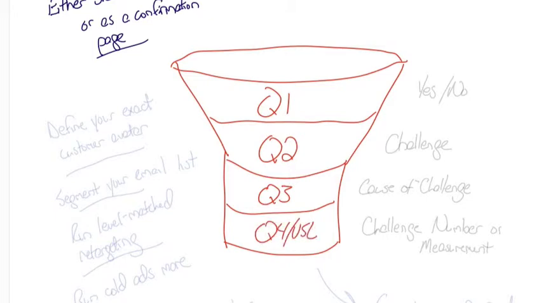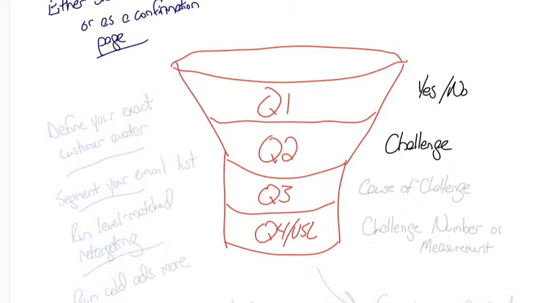The first question is a yes or no question. Very, very simple to answer, but you want to get them to tell you something about themselves, just by clicking a button. The second question is the challenge question, which is usually pretty simple: What is your number one challenge that you're facing right now? Whether it be in health and fitness, investment, trading, whatever.